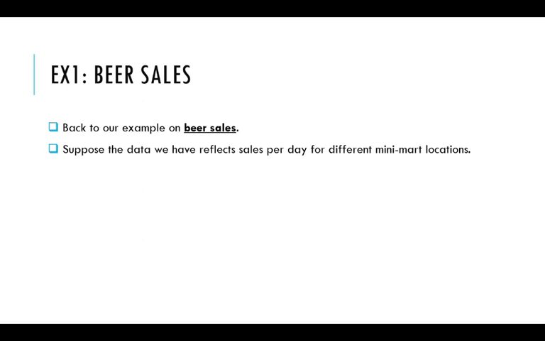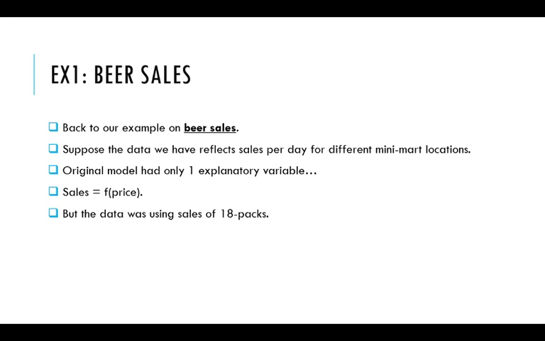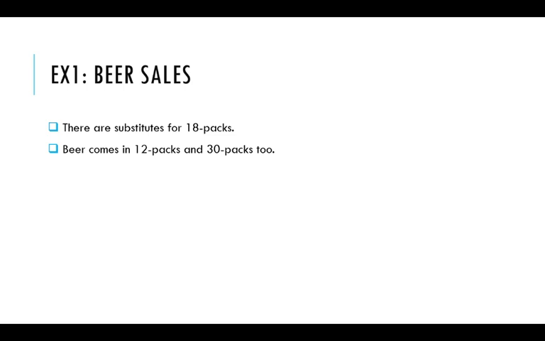Let's look at an example specifically related to beer sales. So suppose we have data that reflects sales per day for different mini-mart locations. Now, our original model had only one explanatory variable. We simply said that sales is going to be a function of price, and clearly price is an important variable when we're modeling sales. Now, the data we were using was for 18 packs. So let's say we have sales for 18 packs. But there are substitutes for 18 packs, right? We've got 12 packs, we've got 30 packs. And so in theory, we know price of substitutes matters.